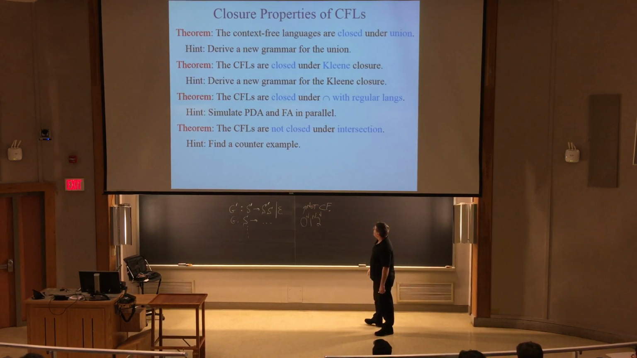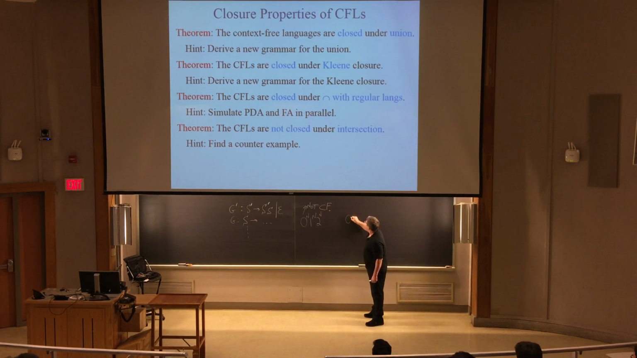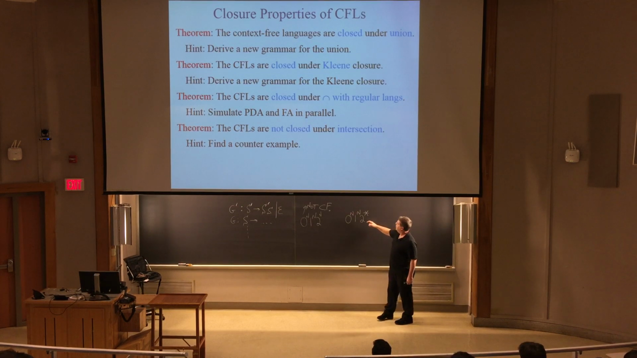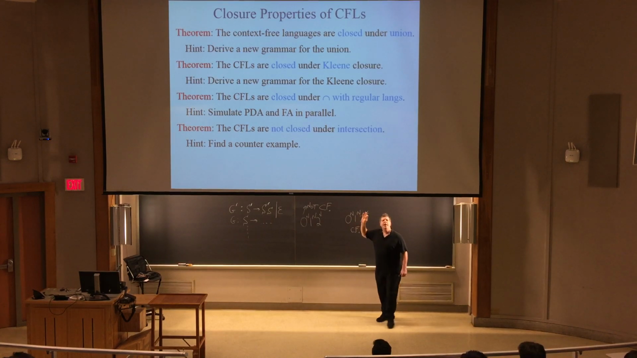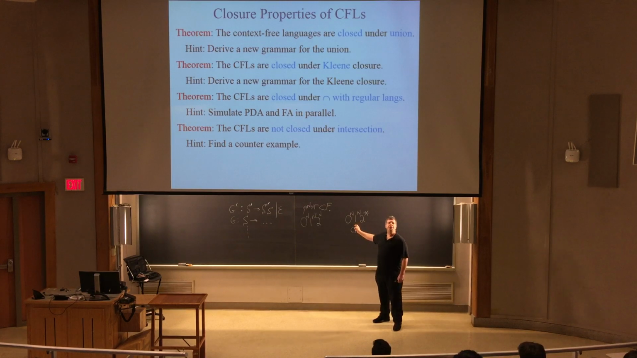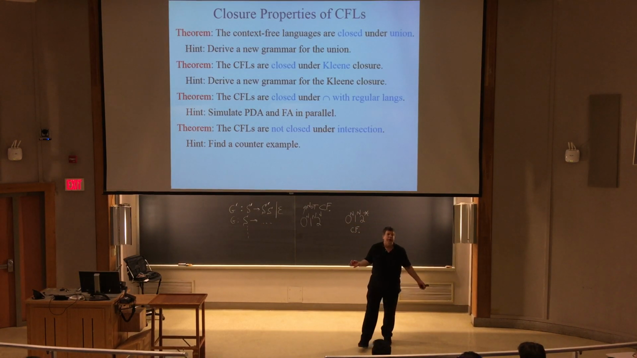Okay. But if you take two other languages which are context-free, 0 to the n, 1 to the n, 2 star, right? Well, this is a context-free language. How many believe that? How would you recognize this with a PDA? 0 to the n, 1 to the n, 2 star. Not hard.